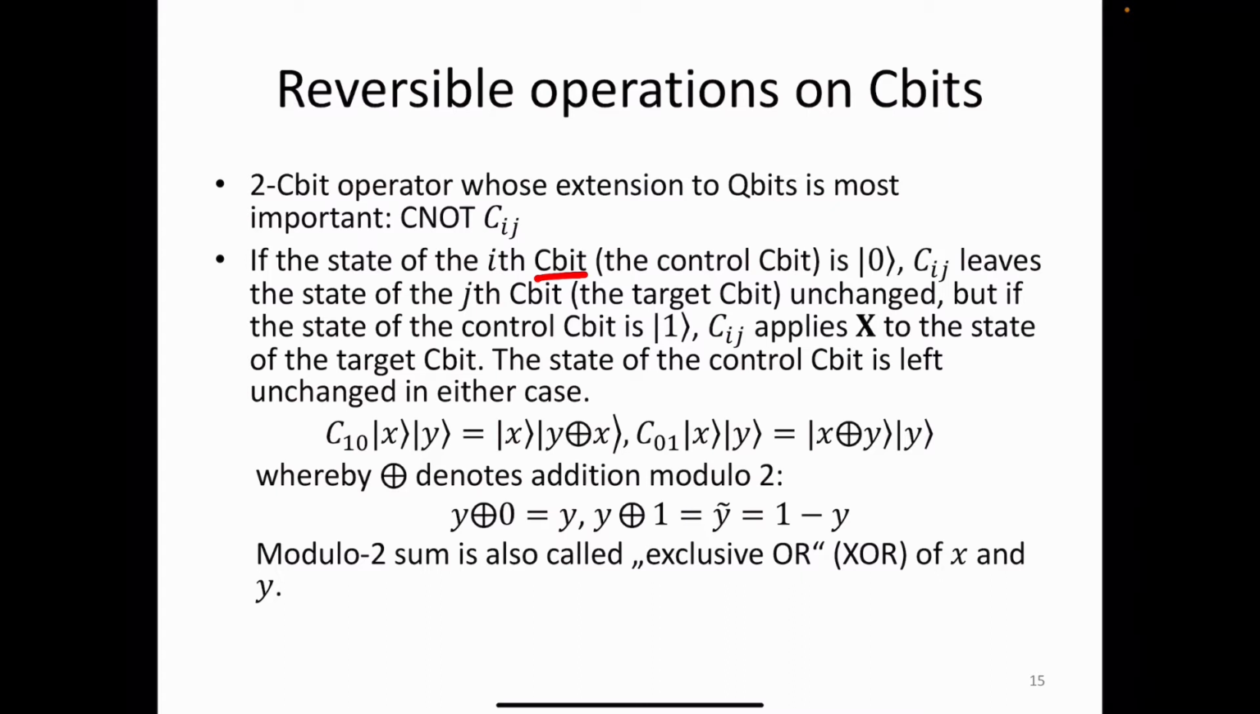You can look at it as a modulo operation as well. Let's say this controlled operator here, C10, denotes that the first one is the control bit, the second one is the target bit. So you have the two bits X and Y. It leaves the control bit alone, so X remains X. But to the target bit, it applies the modulo operation, so it's XOR.